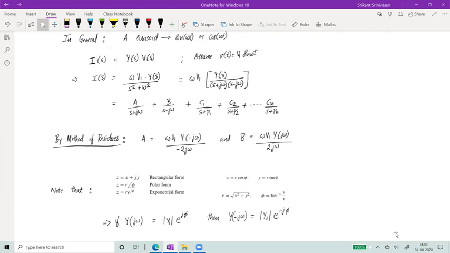Now, if I want to find the residue for B, what would I do? Can you try it out? Omega V1 is the constant which is outside. For the case of B, I have to put s equal to j omega, right? And so it becomes Y of j omega divided by 2j omega.